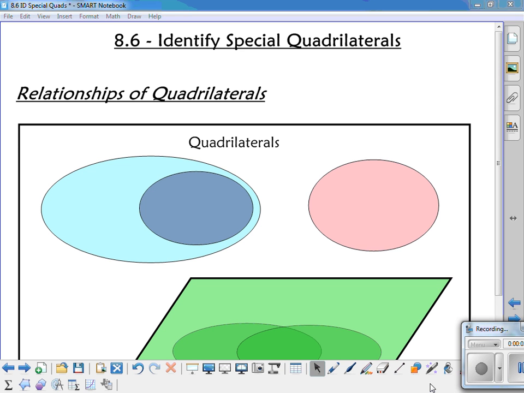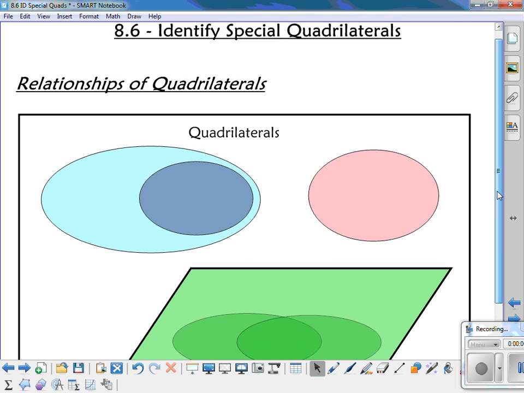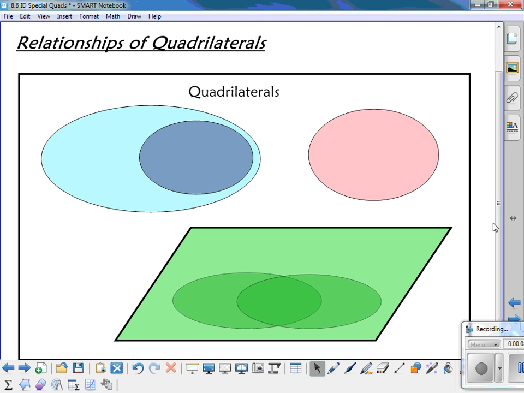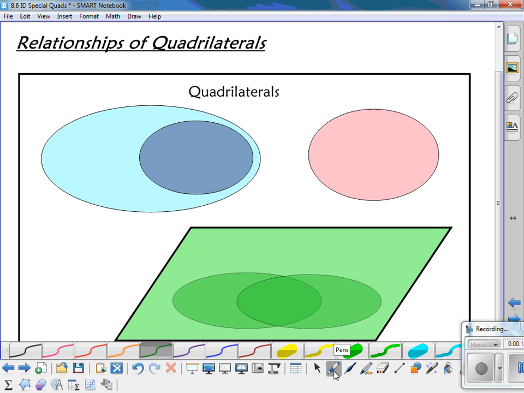Okay, so in this video we'll talk about identifying special quadrilaterals. So first, let's look at the relationship amongst our quadrilaterals. The box as a whole represents all quadrilaterals. And then within that, we have some special quadrilaterals.